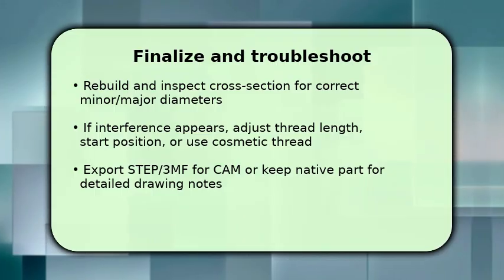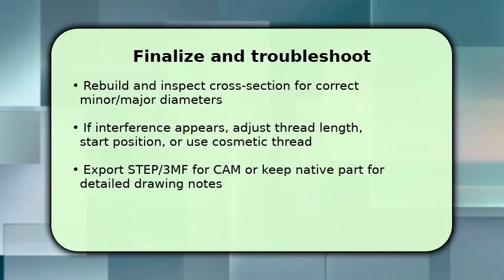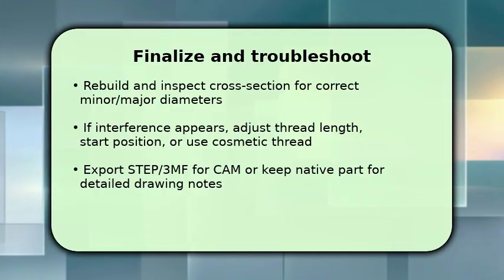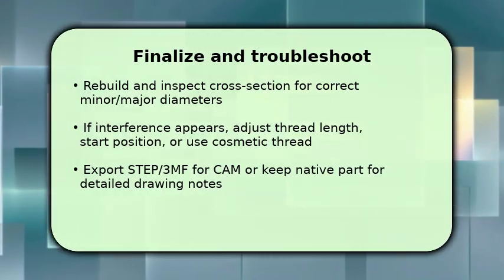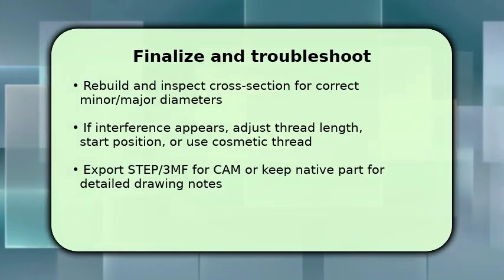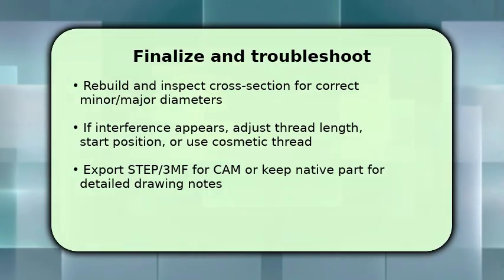If the thread interferes with mating parts or fails to model, shorten the thread length or shift the start position. Alternatively, switch to a cosmetic thread for documentation only. Make sure drawing notes call out thread spec and depth. Finally, export a STEP or 3MF for CAM if a modeled thread is not required in the target manufacturing workflow.